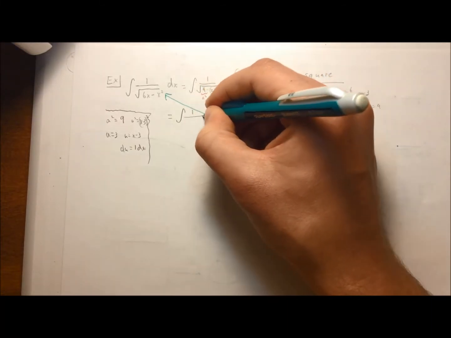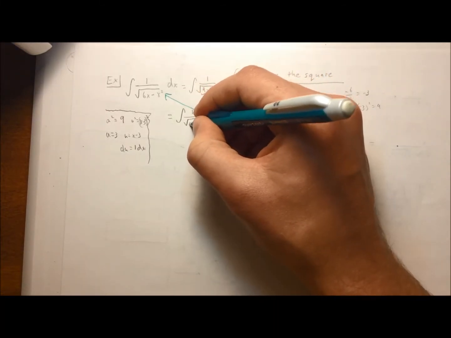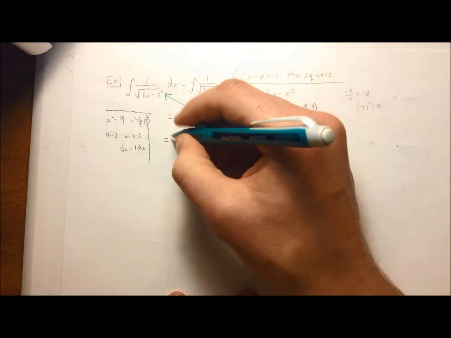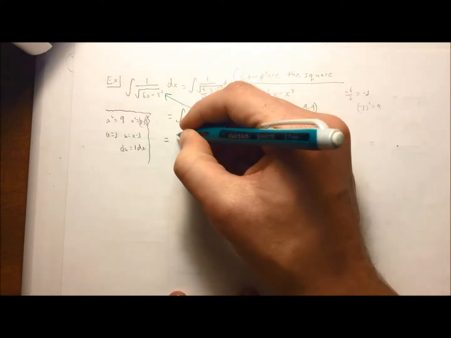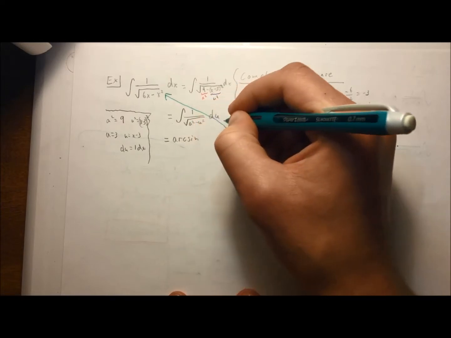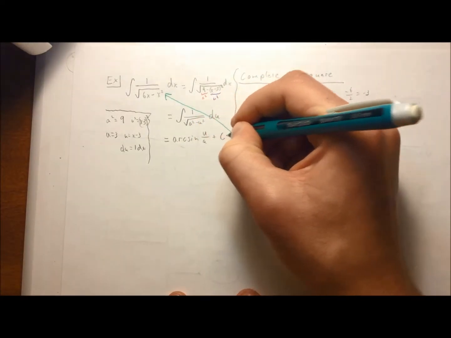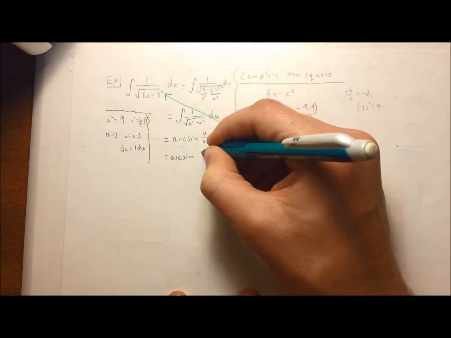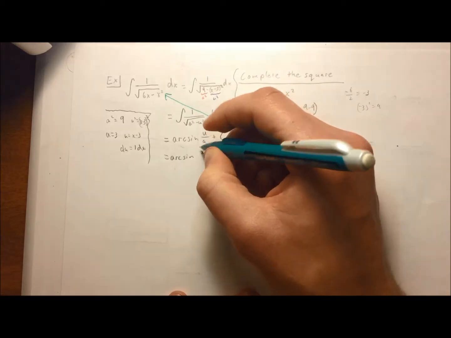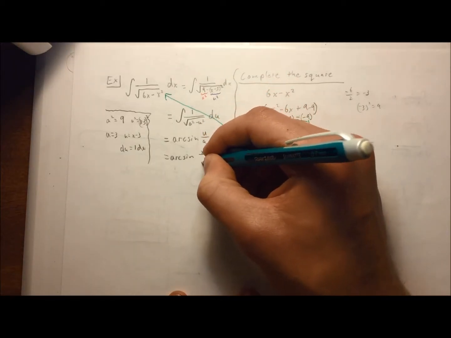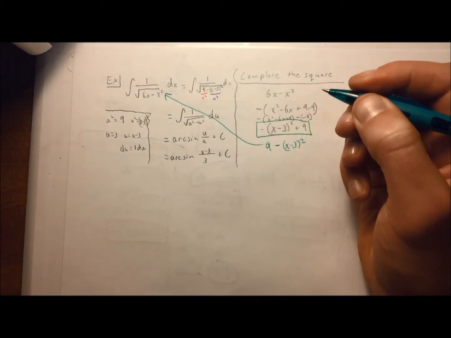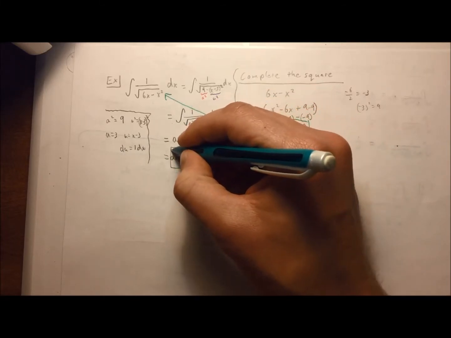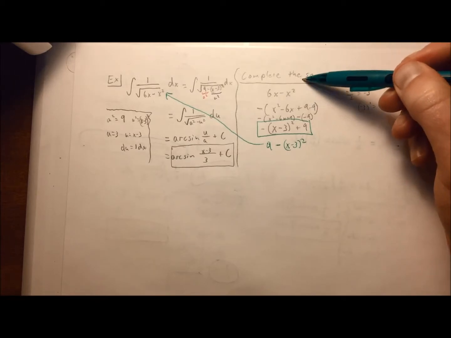And I'm going to get 1 over the square root of a squared minus u squared du, which is the arcsine of u over a plus C, or the arcsine of x minus 3 all over 3. There you have it. And we got that by completing the square.